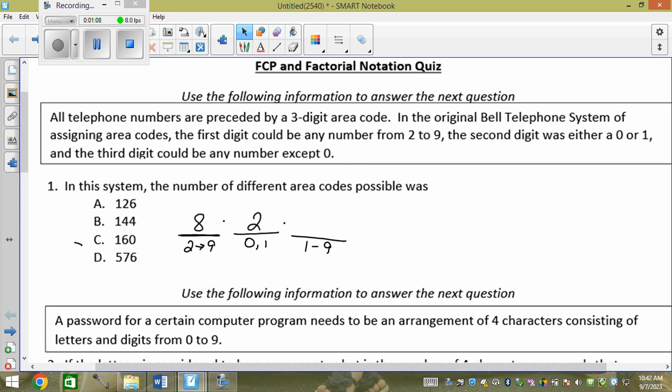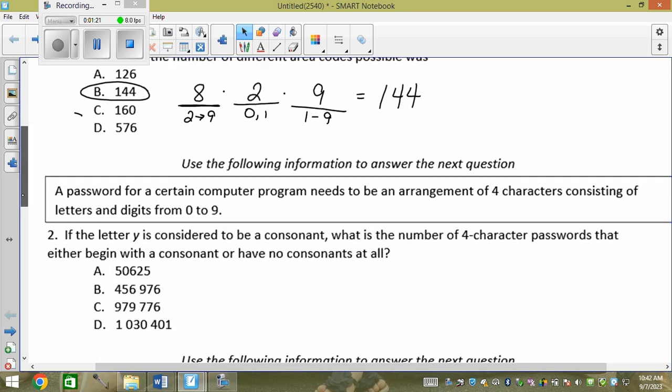Cool. 1 to 9. How many? 9. When you multiply that, you get 144.